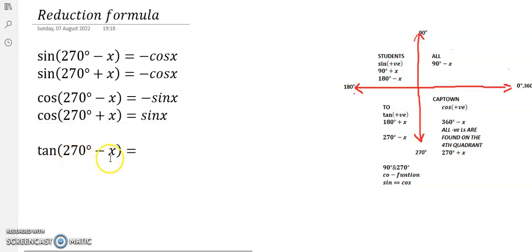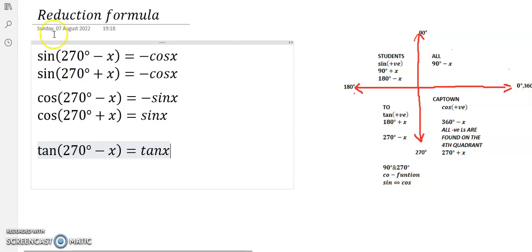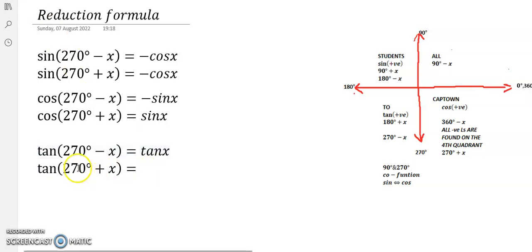270 degrees minus x is on the third quadrant. However, here tangent is positive, then we're gonna have positive tan x. 270 degrees plus x is on the fourth quadrant. However, tan is negative, then we're gonna get negative tan of x.